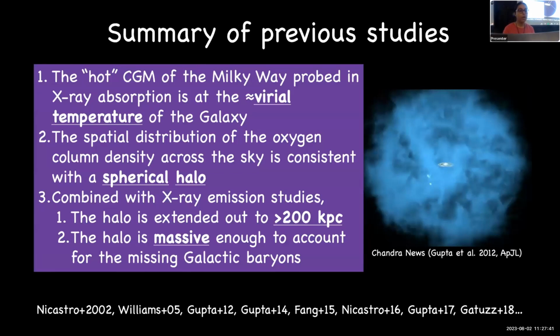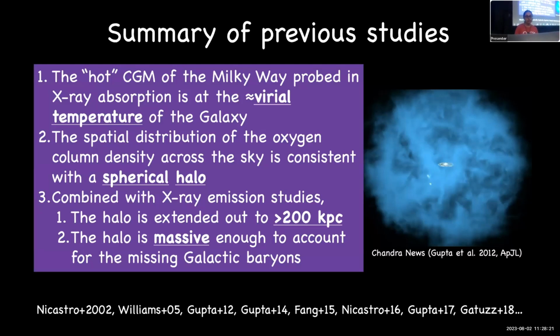There are many other works, but all of these works agreed upon one thing: the temperature is consistent with the virial temperature of the Milky Way, and the column density varies across the sky. So if you model it, it is pretty much consistent with a spherical halo. And if you combine it with emission studies, you can break the degeneracy between density and path length, and hence calculate the total mass. So the spatial extent is larger than 200 kiloparsec, and the mass is large enough to account for the missing galactic baryons.